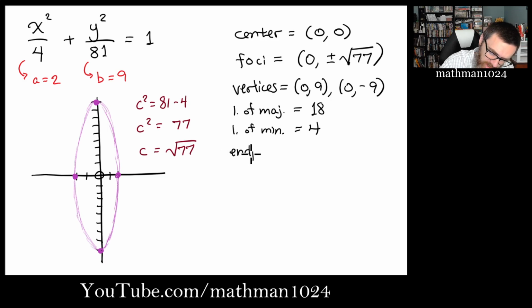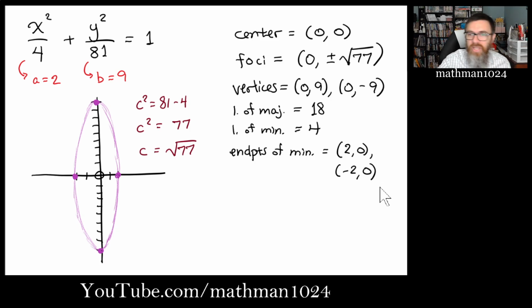And we also want to add in the endpoints of the minor axis. We can clearly see that we shifted off from the center 2 units in either direction. And so that gives us the ordered pairs (2, 0) and (-2, 0).